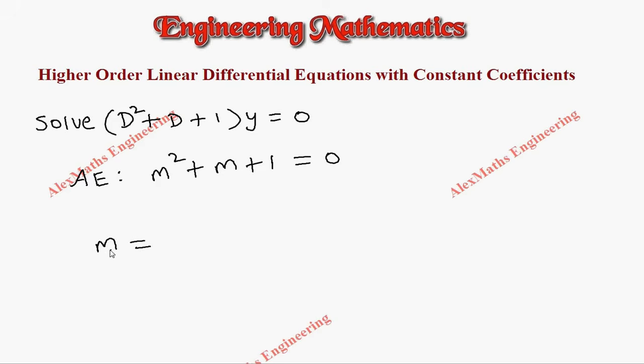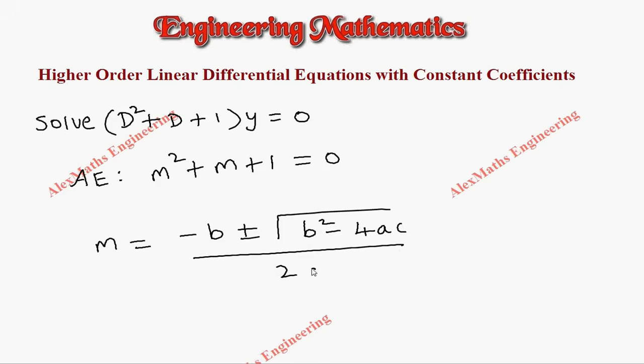The quadratic equation is in terms of m. So m is equal to minus b plus or minus root of b² minus 4ac, whole divided by 2a. Now the values of a, b and c we have to take from the quadratic equation. The value of a is the m² coefficient, which is 1, b is the m coefficient, which is 1, and c is the constant, which is 1.